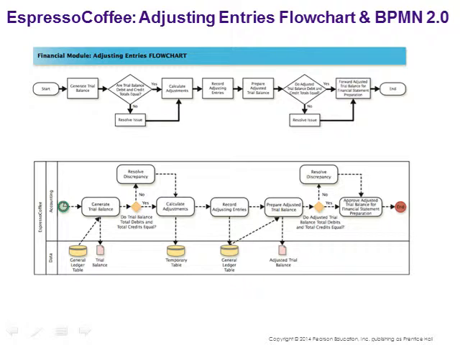And so here we're just showing a comparison between a flowchart of that process, adjusting entries, and a BPMN of the same flowchart. So take just a few seconds to look at those and see if you can decide and explain to yourself what the differences are and why.